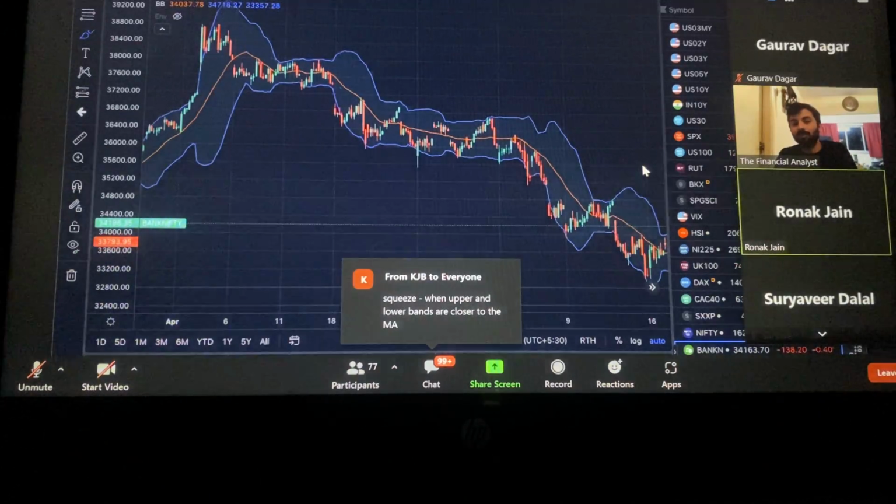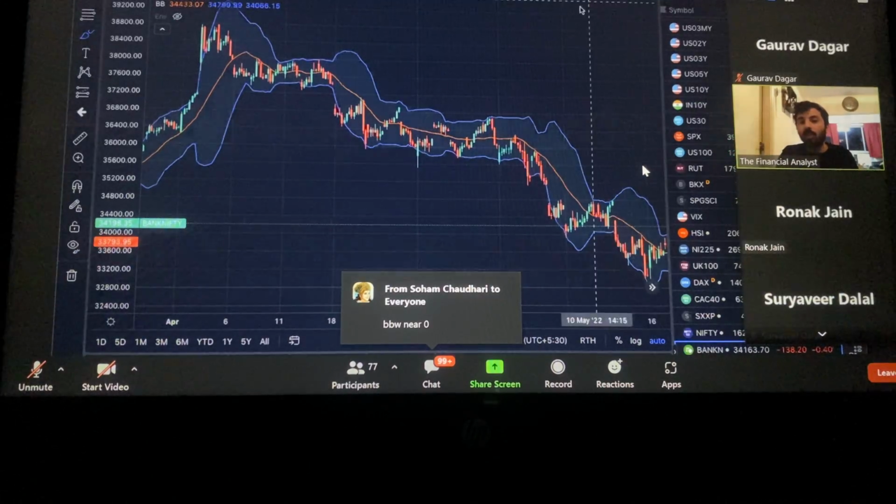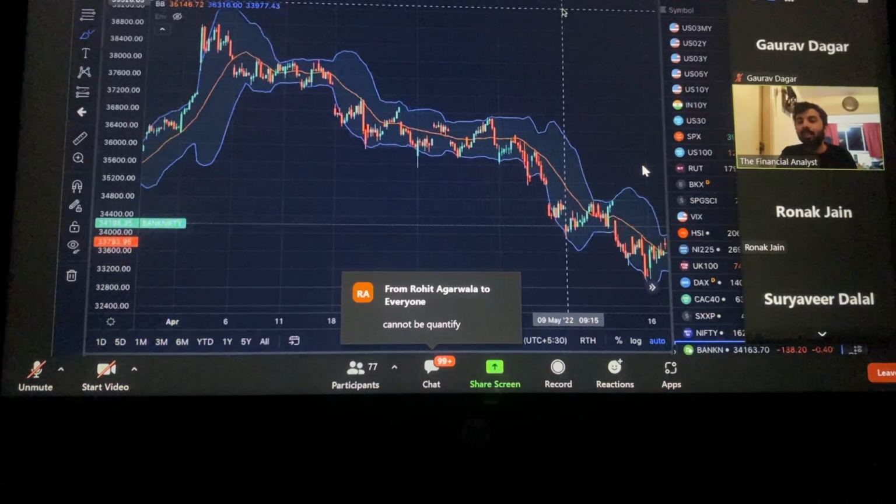The narrower the better, right? Again, I don't know what is narrower, because when the market is moving I don't know. I will say narrow more, narrow more. I might miss the move. So Soham has given the best answer. Someone has said ADX below 20, Raja. But yes, because ADX below 20 is good, it is coinciding with that.